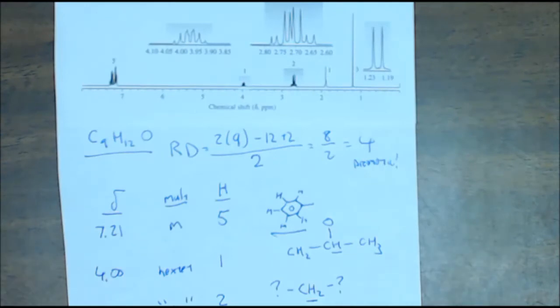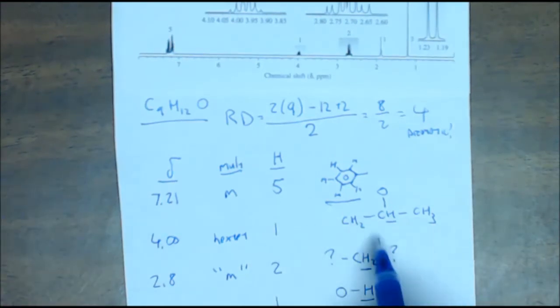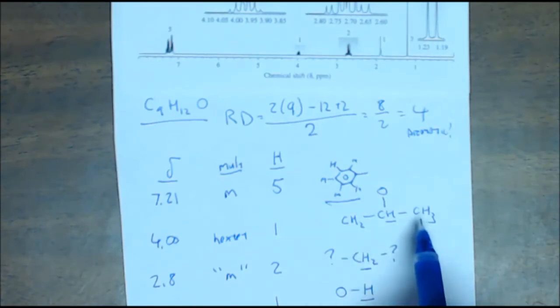The weirdness for this problem actually comes on what's attached to the aromatic ring. Okay? So we're going to come down here to 4.0, and we have a hextet. And we can tell it's a hextet because if you look at it, you can actually see it here. I've got 6 different peaks. 1, 2, 3, 4, 5, 6. That hextet is a giveaway that I've got 5 hydrogens on either side. It integrates to 1, so I know it's a CH with 5 hydrogens around it.